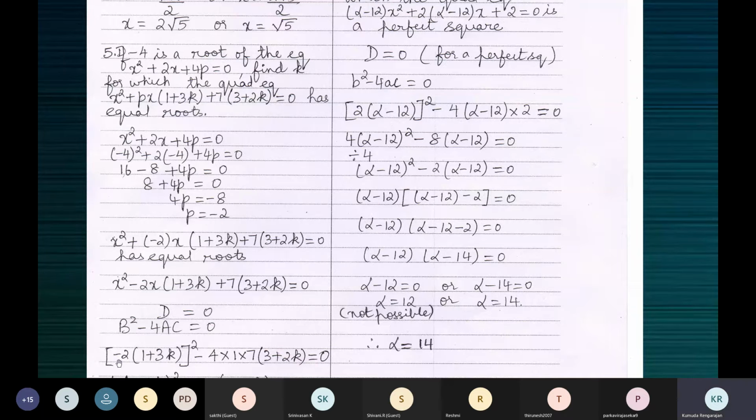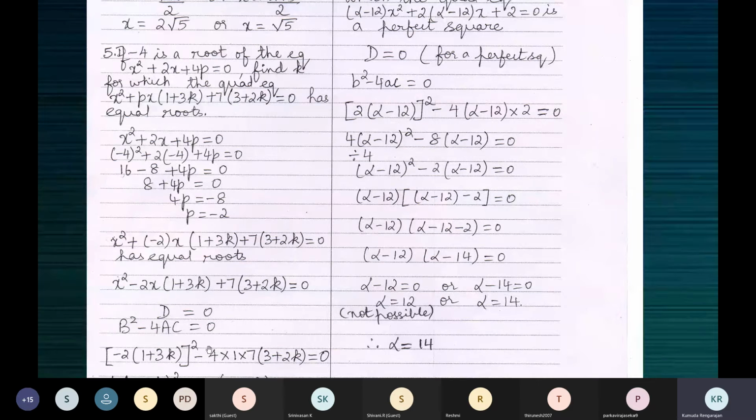Are we following? Any doubt with the expressions for A, B, and C? No, ma'am. All right, children. So B is, I told you, in the x term, other than x, everything is B. In the x term, along with the sign, other than x, the rest of it is B. So minus 2 into 1 plus 3k is B.